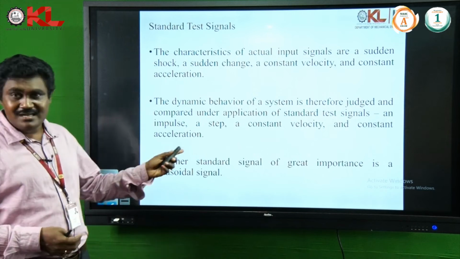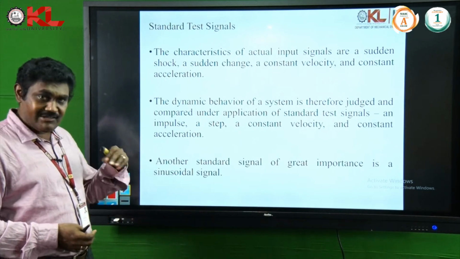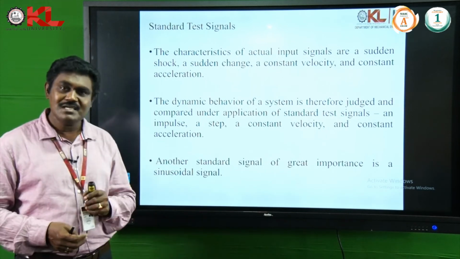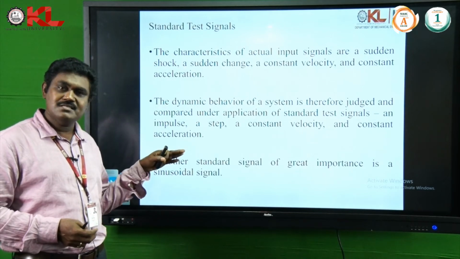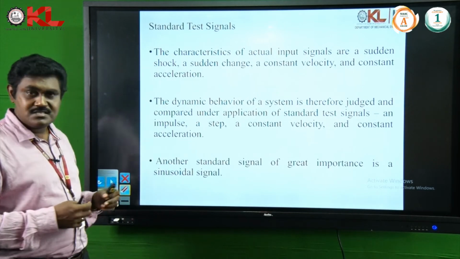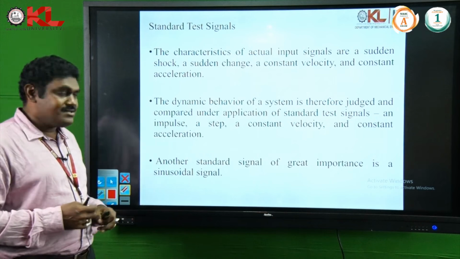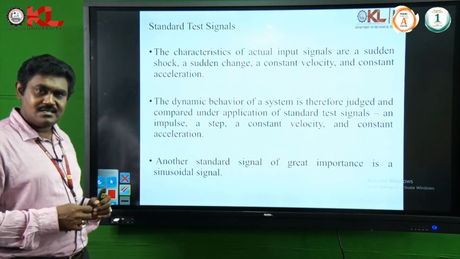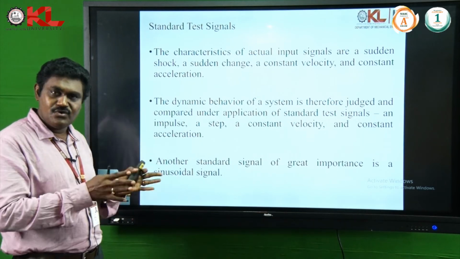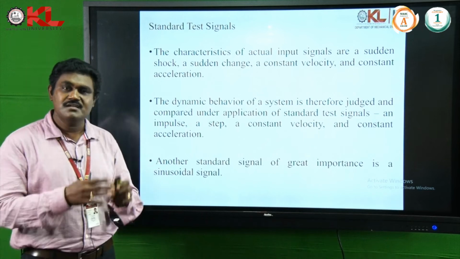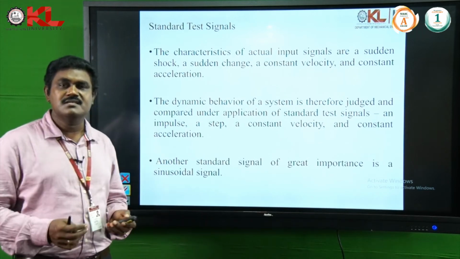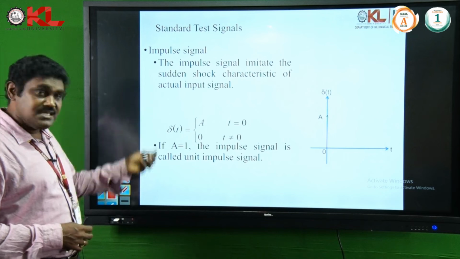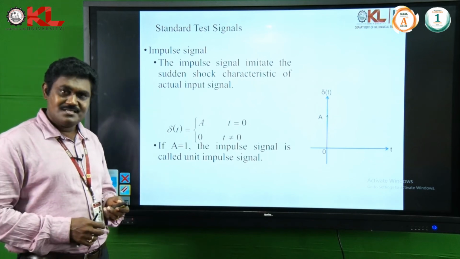Another standard signal of great importance is the sinusoidal signal. So, in addition to these four categories, what are the four categories? That is the impulse, step, constant velocity, and constant acceleration. In addition to these four, there is a sinusoidal signal also that we use as the input signal to control systems, and we analyze the output parameters. So now, see what the standard test signals are.